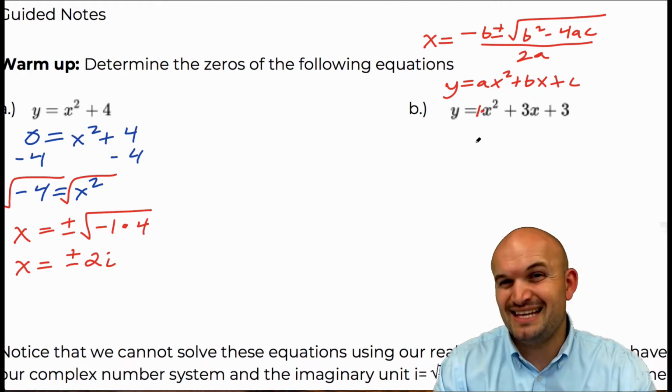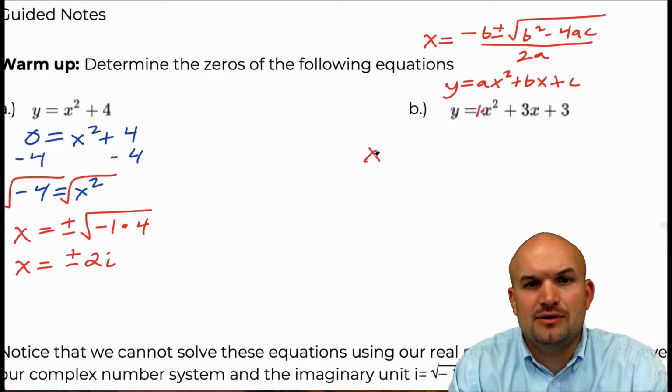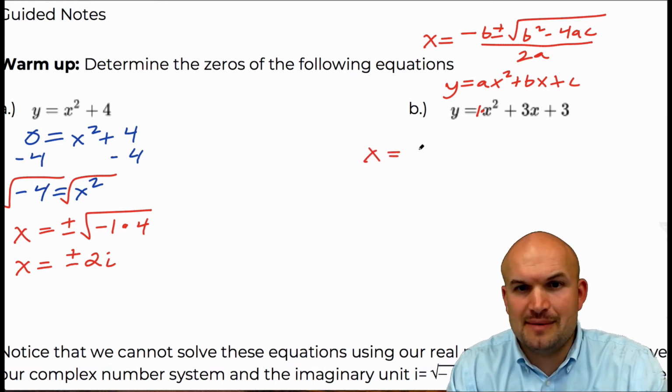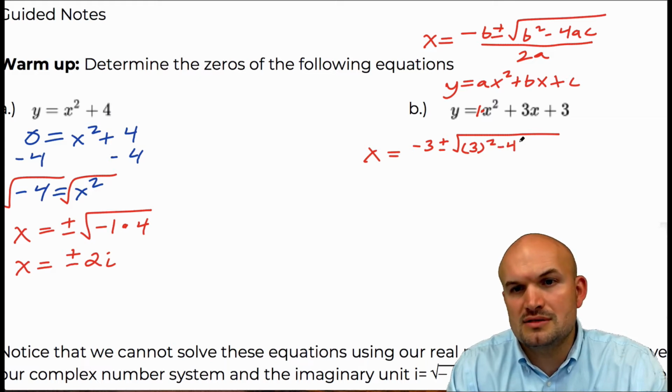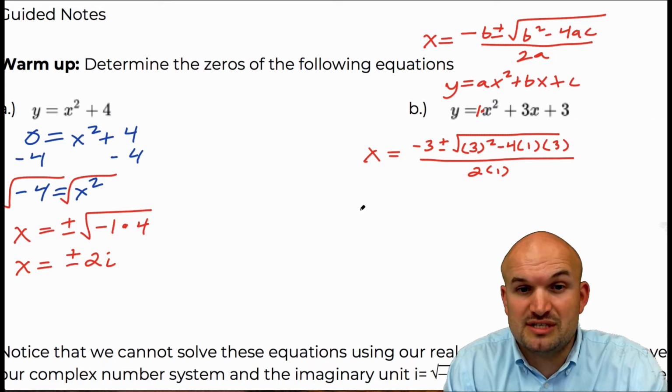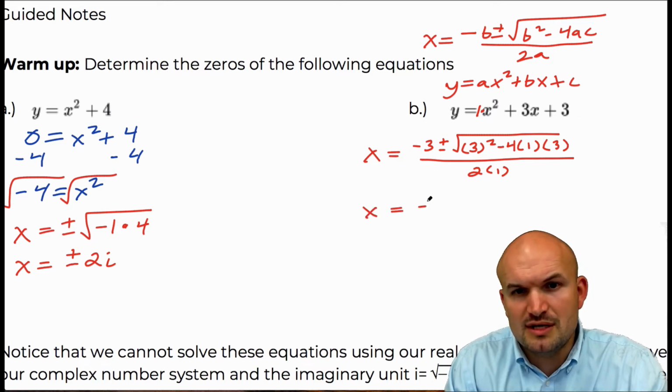So we can say that a in this case is 1. When I plug that in, I get x equals the opposite of b, so that's -3, plus or minus the square root of 3 squared minus 4 times 1 times c, all over 2 times a. Now it comes down to simplifying. So let's simplify under our radicand here.